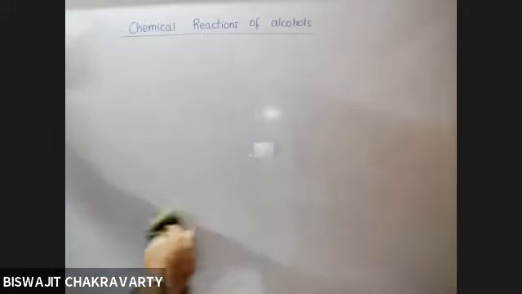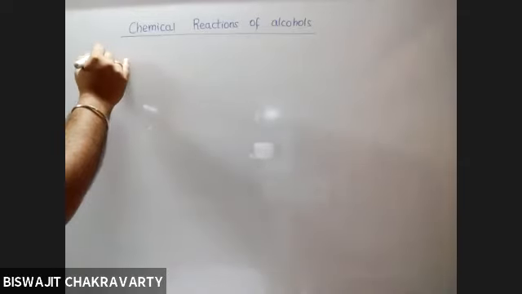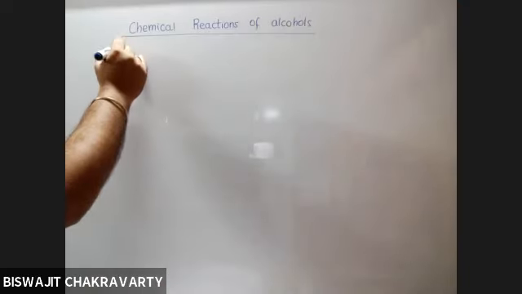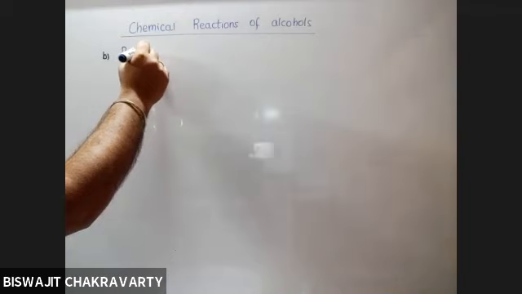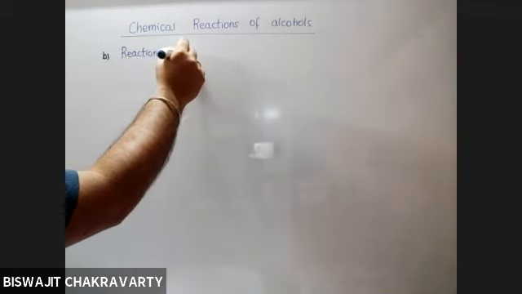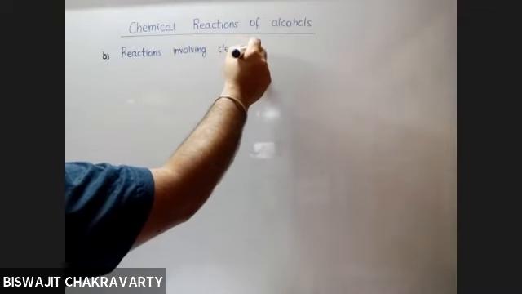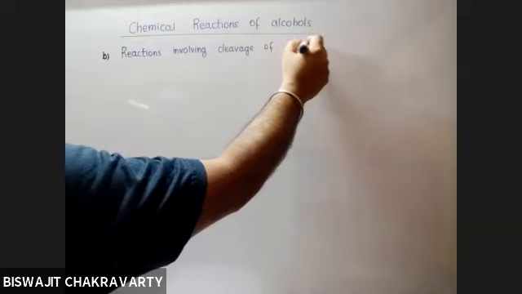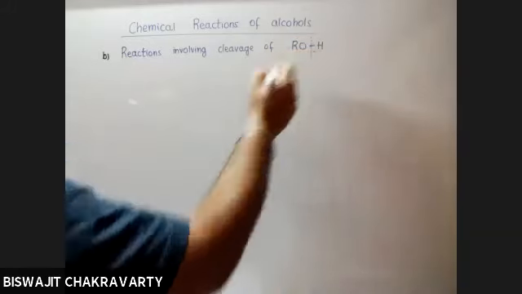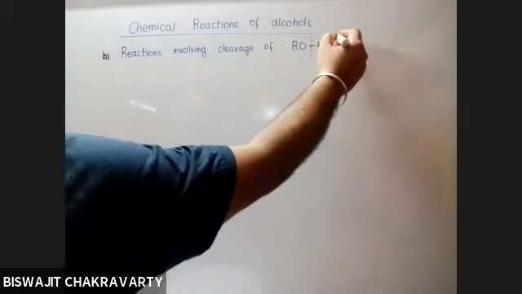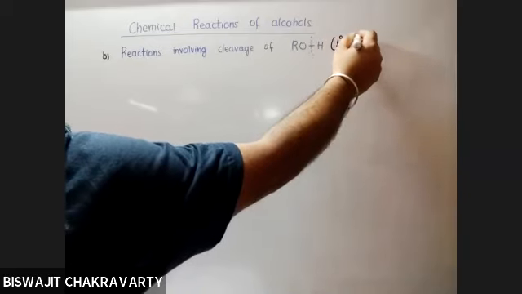Now we move on to the second type of reaction: reactions involving cleavage of the RO bond H. So which alcohol will react the fastest? The order of reactivity is 1 degree greater than 2 degree greater than 3 degree.